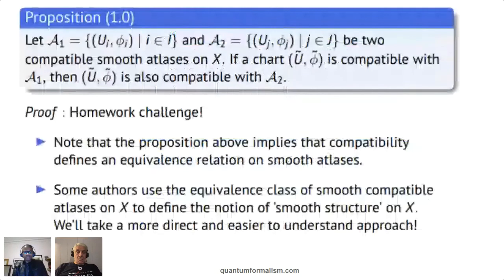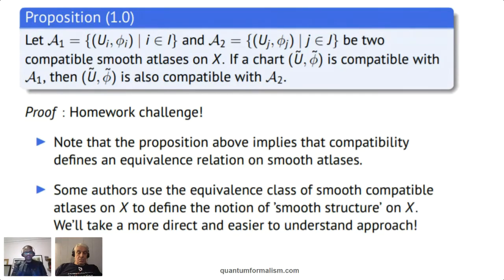And now here's a proposition that I will leave for you as a home challenge. It says that given two compatible smooth atlases, A1 and A2, if a chart U tilde, phi tilde is compatible with the first one, A1, then it is also compatible with the second atlas. So this essentially implies that the notion of compatibility defines an equivalence relation on smooth atlases.